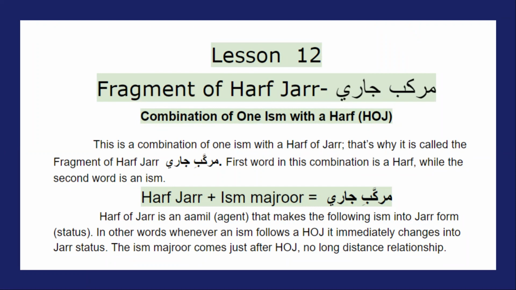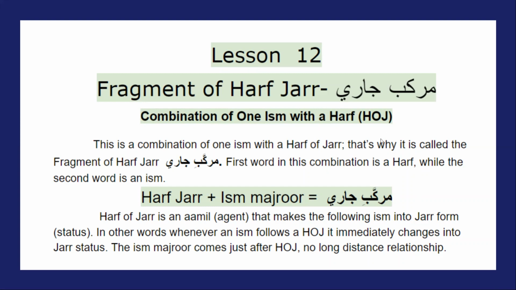So far we have learned two fragments, fragment of idafa and fragment of mausuf sifa. Both are ism combinations. In the fragment of idafa, two isms are combined together. In the fragment of mausuf sifa, two isms are combined together. But in this fragment of harf of jar, the combination is that of one ism with the harf of jar.